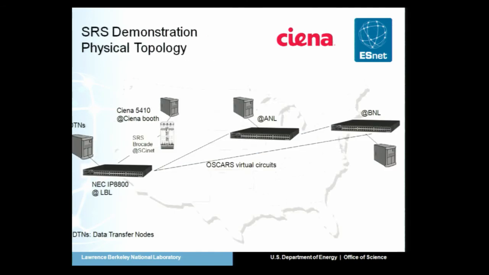So for the supercomputing demonstration, we installed 3 NEC switches in LBL, Argonne, and Brookhaven, connected them over the ESnet5 network, and we had a Ciena 5410 OpenFlow enabled switch at the Ciena booth where we were doing the demonstration. We connected 4 DTNs or data mover hosts to each of these switches, and we also leveraged the Brocade which was part of the SRS OpenFlow network, as we were an SRS project. So this was the physical topology that we used to demonstrate the concept of the WAN virtual switch. Next slide.